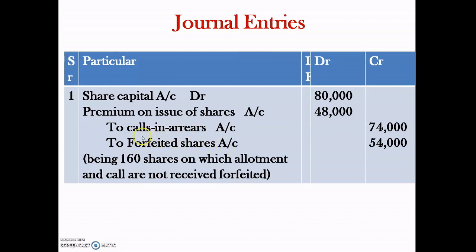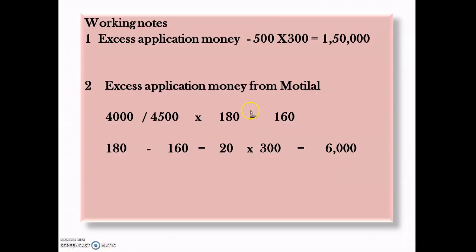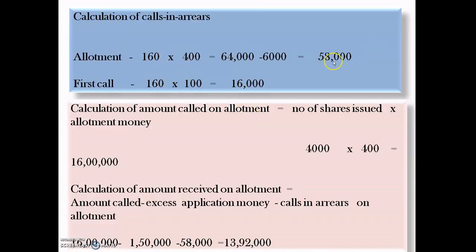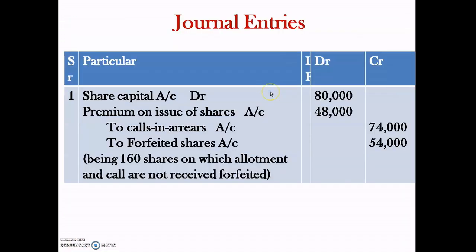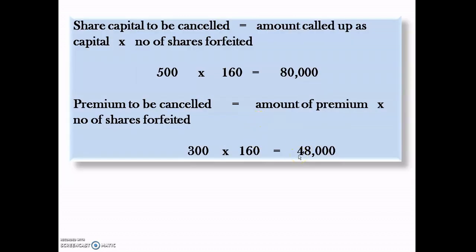So first of all, at very first we have to write here calls in arrear account that is 74,000. See here 74,000 means here we have to take this 58,000 plus 16,000, it will come 74,000. Calculation of calls in arrear: this amount allotment 58,000, first call 16,000, it will come 74,000. After that we have to write premium on issue of share account. Just we did the calculation, this one 48,000. Premium to be cancelled 48,000.